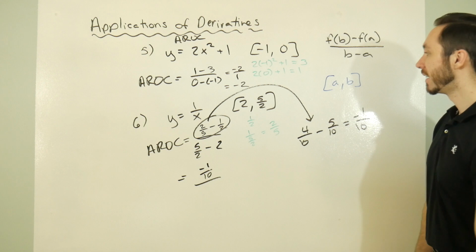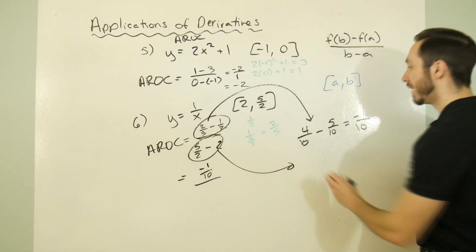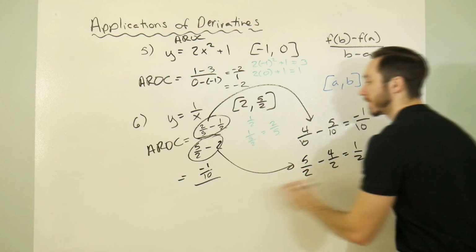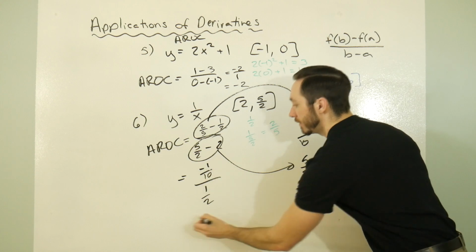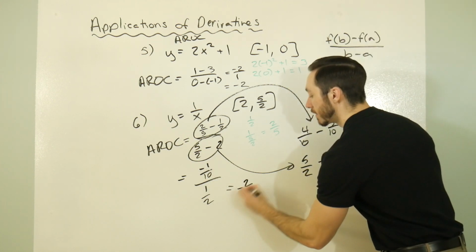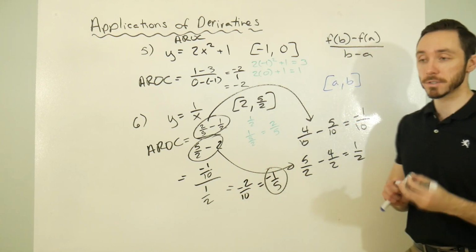All right, next one. Let's do this one over here, because clearly I can't do it in my head. 5 over 2 minus 4 over 2, that's just a half. Okay. So dividing by a half is the same thing as multiplying by 2. So we should get a final answer of -2/10, or a -5 here for an average rate of change.